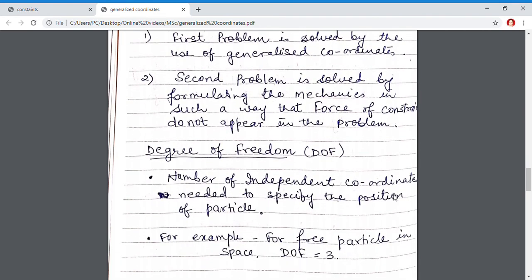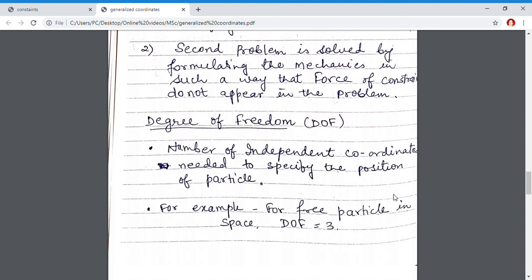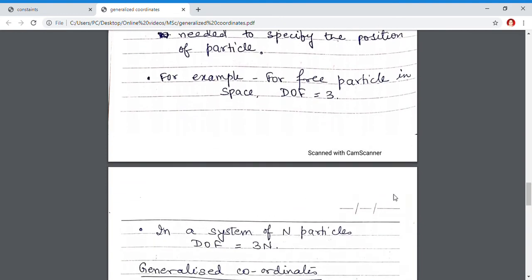Degree of freedom. What is degree of freedom? As we already know, the number of independent coordinates that are needed to specify the position of a particle is termed as degree of freedom. For example, we are taking a free particle. This free particle in space in Cartesian coordinates will have 3 degrees of freedom, that is x, y, z. Now, if we are having n particles, then degree of freedom will be equal to 3n.